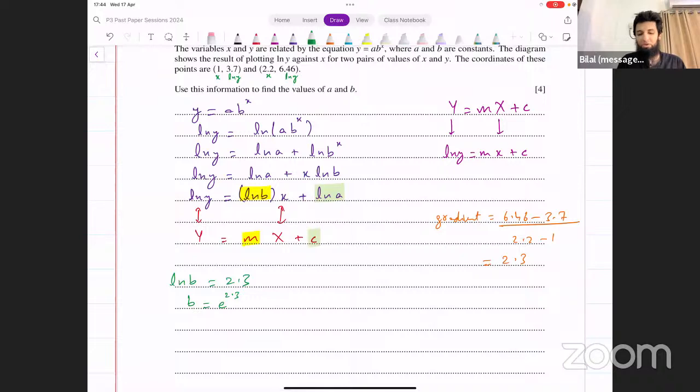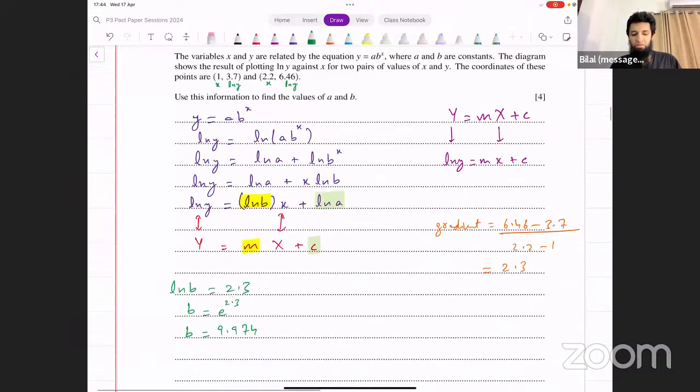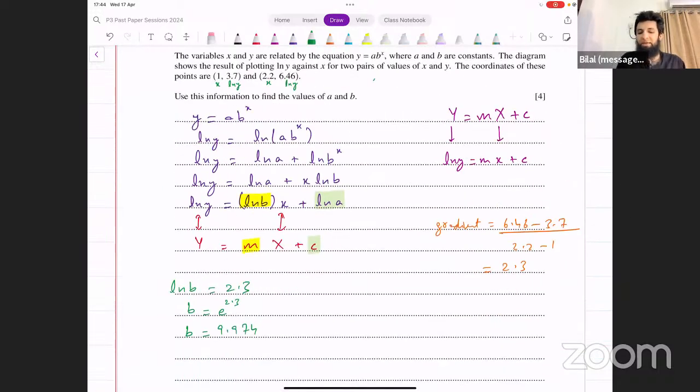Now, they've not asked us to give an exact answer, so we can just write it in decimals. E raised to power this number, what does that give us? E raised to power 2.3, that's 9.974. This is the result that we get from this. Now you can leave it like this. No need to round it off because they haven't really specified any level of accuracy. You can write more decimals and that's perfectly okay.